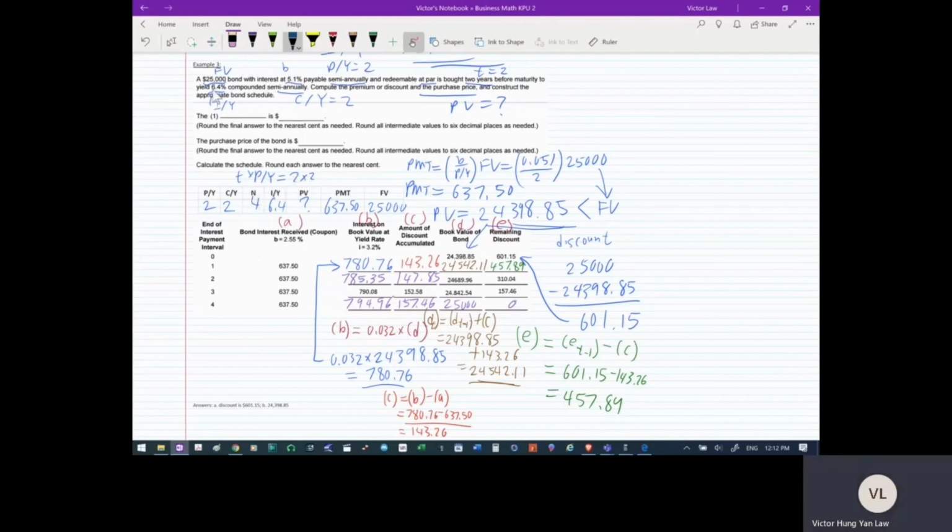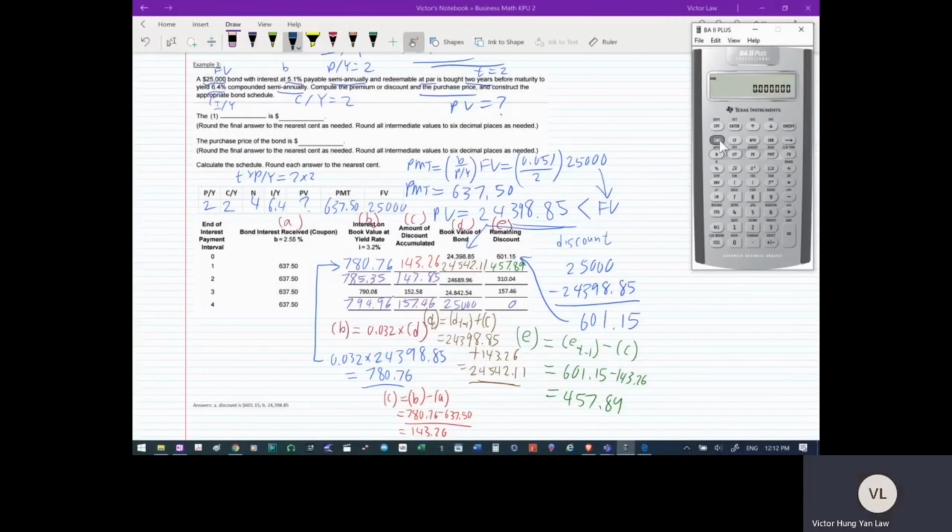The next number that we see is 6.4% compounded semi-annually. So 6.4 is your IY. Compounded semi-annually means that our CY, compounding per year, is 2. So once we have everything filled out, we can plug it into the financial calculator to solve for present value. Second function, PY is 2, enter, arrow down, CY is 2, enter. And then we clear, bottom left corner.